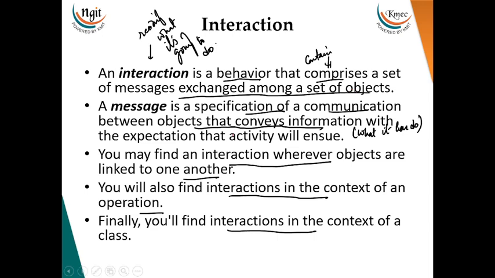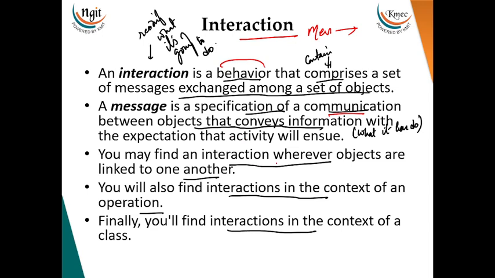The first thing is, what is interaction? Interaction is a behavior that comprises a set of messages exchanged between objects, just like a message from one object to another. What is a message? It's the way they are able to communicate. A message specifies the communication between objects that conveys information. What has to be done? What are the activities that have to be done?